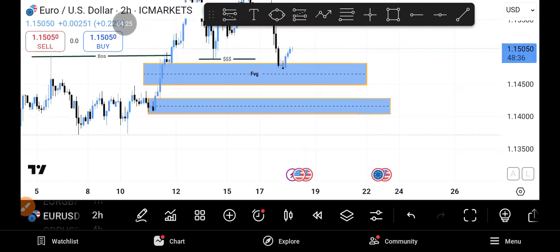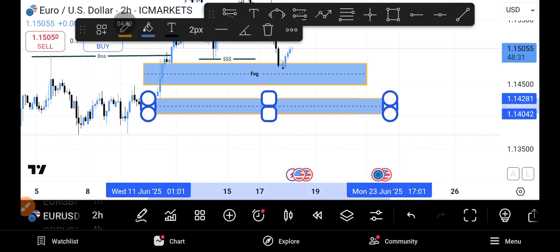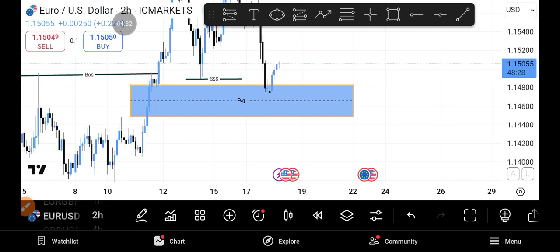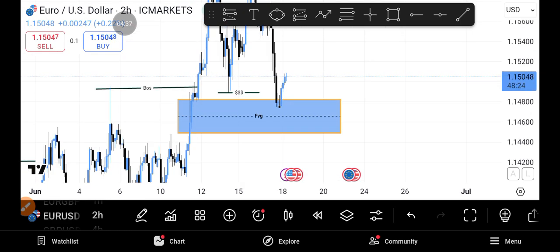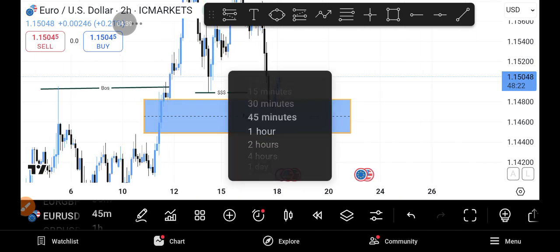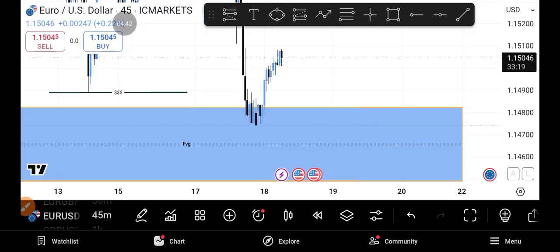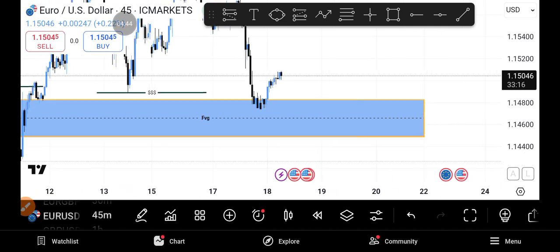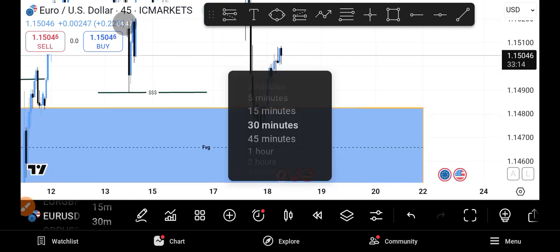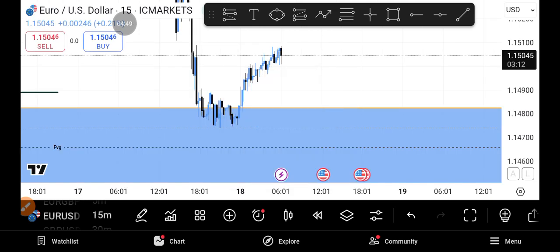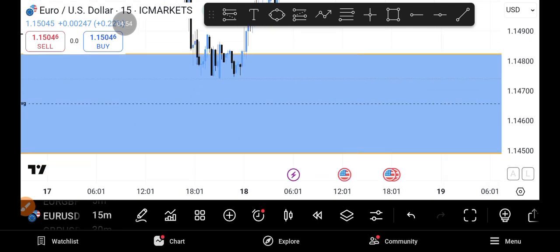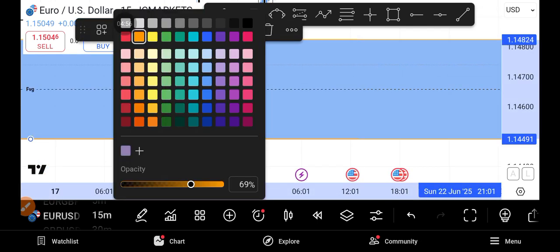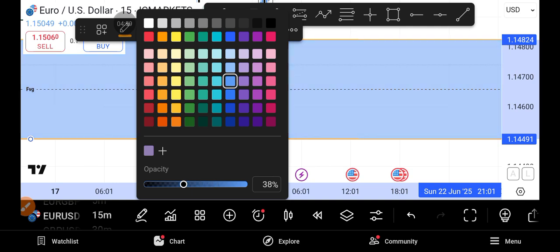Price has mitigated this downward order block, so I don't think it will be valid anymore. From this key level now, let's go to 15 minutes and see it. Now, lower time frame confirmation.